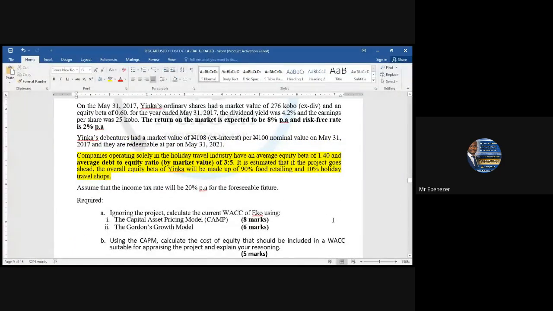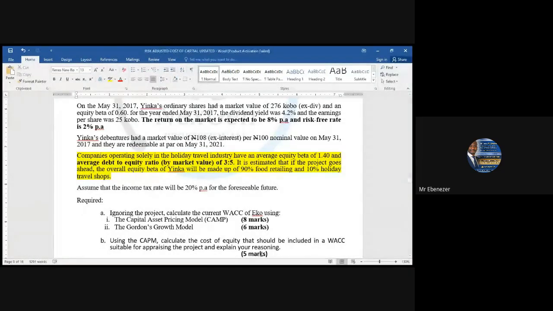Using the capital asset pricing model, calculate the cost of equity that should be included in a WACC suitable for appraising the project, and explain your reason. We don't know the project. Maybe it's a new project or an old project. We don't know.